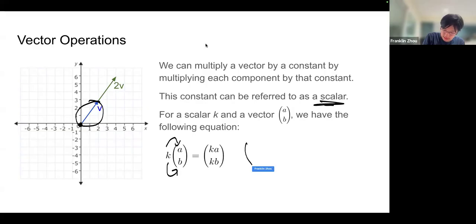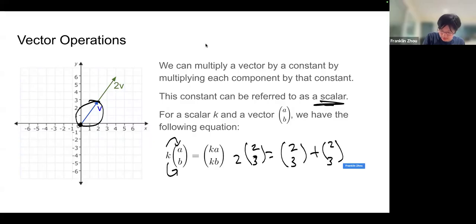Intuitively, this is the exact same for our case, 2, 3. It's the exact same as the standard definition of multiplication that you learned in elementary school. And something important to keep in mind is when we multiply by a scalar, the direction is always the exact same. So that's a good way to check if you've made a mistake.